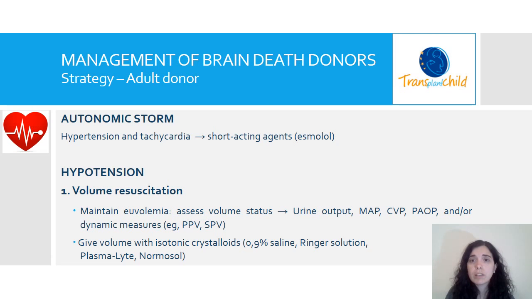Autonomic storm is typically transitory, so hypertension and tachycardia should be treated with short-acting adrenergic antagonists such as esmolol. Subsequent hypotension is usually first managed by fluid resuscitation with either normal saline or balanced salt solution. Starch-based colloids are associated with delayed graft function. They should not be routinely used. When hemodynamic instability remains after adequate fluid resuscitation, vasoactive and/or inotropic agents should be considered. Dopamine is a drug of choice in this setting.